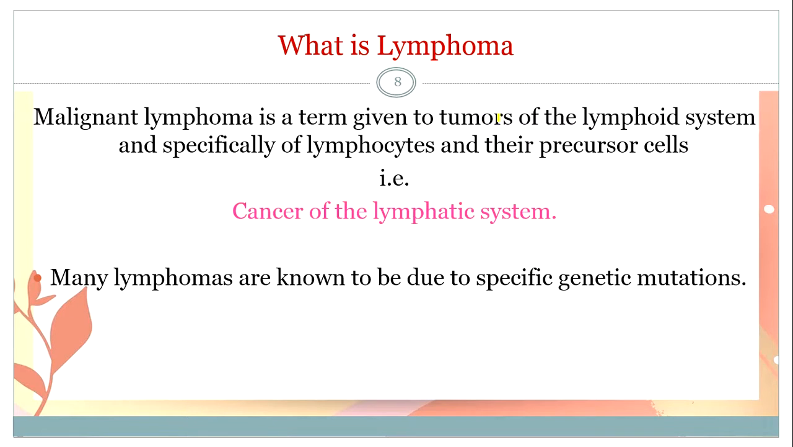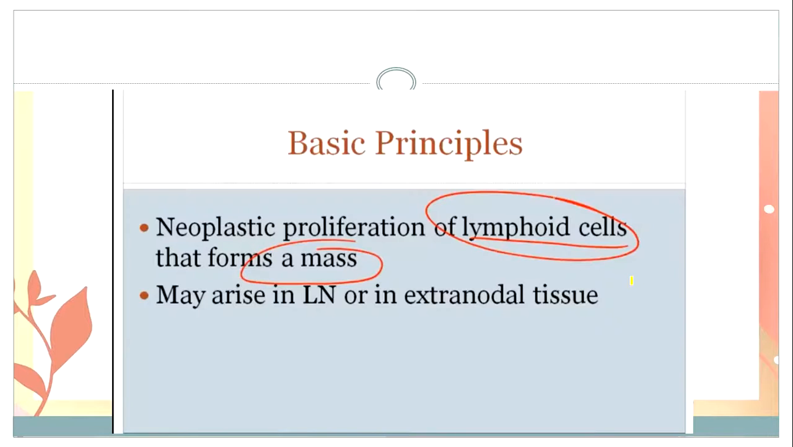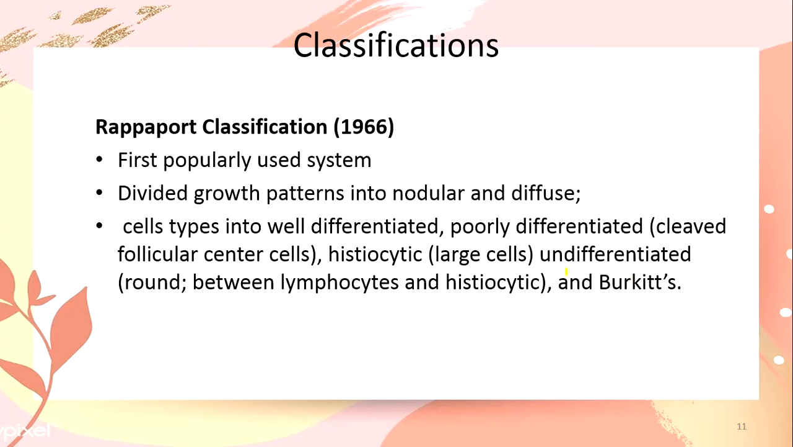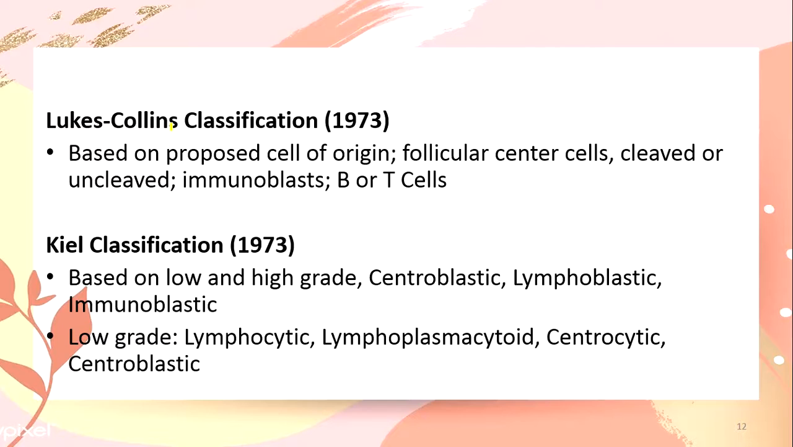Lymphoma is the term which is applied to tumors of lymphoid system and specifically of lymphocytes and their precursor cells. That is, it is cancer of the lymphatic system. And many lymphomas are known to be due to specific genetic mutations. Various classification systems have been used. First popularly used system is Rappaport classification, and it divides the growth patterns into nodular and diffuse, and it divides the cell types into various categories. Other classification systems are Lewis-Collin classification and Keel classification.